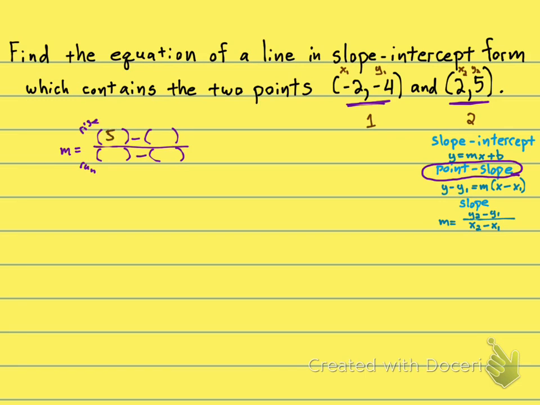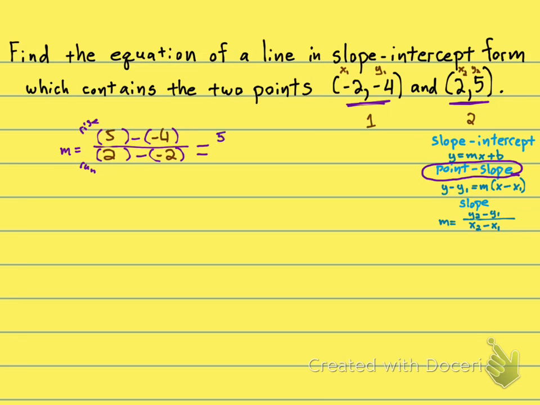Y sub 2 is 5 minus y sub 1, which is negative 4. Okay, let me point out this is minus a negative, because I use parentheses, over x2 is 2, x1 is negative 2. Okay, so once again, it's minus a negative, which is a plus. I see a lot of mistakes. People will look at it and say, oh, well, 5 minus 4, but that's not what it is. It's 5 minus negative 4. Okay, keep that in mind.